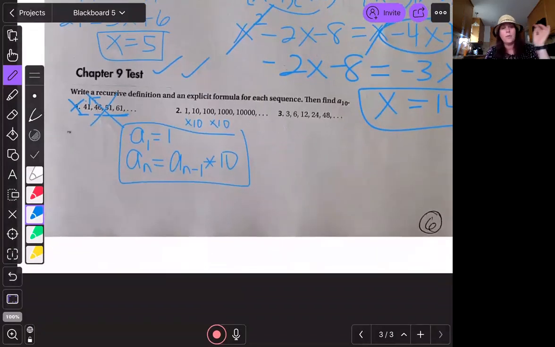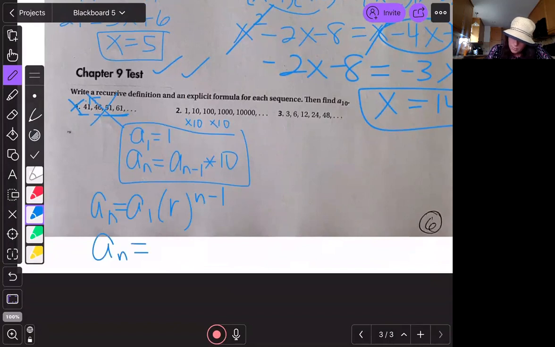Now, if you don't remember these formulas, they were given to you, so you could look them up in chapter 9. And then for the explicit formula, geometric was given to you: a sub n equals a sub 1 r to the n minus 1. I don't know if you remember that, but that's given to you also. And so for this one, it would be a sub n equals 1 times 10 to the n minus 1. So that's the explicit formula.